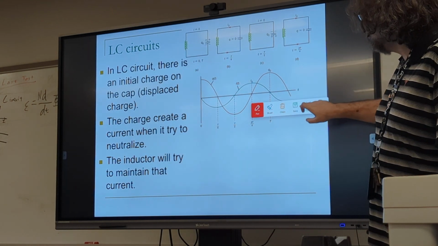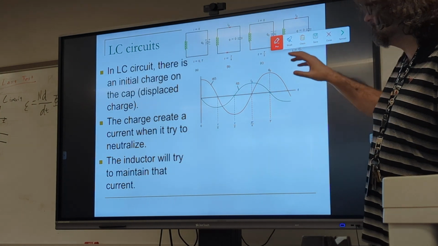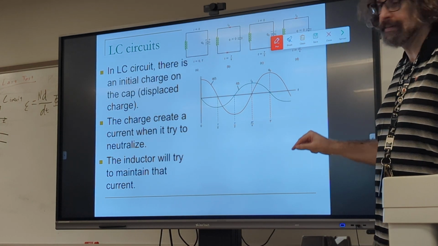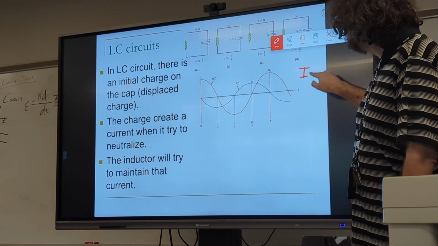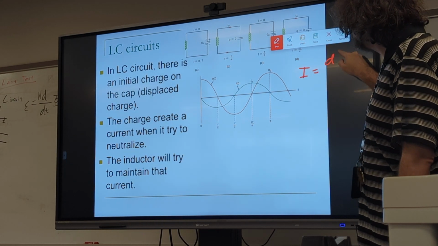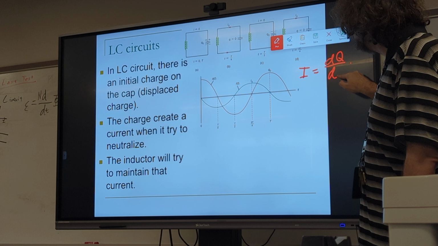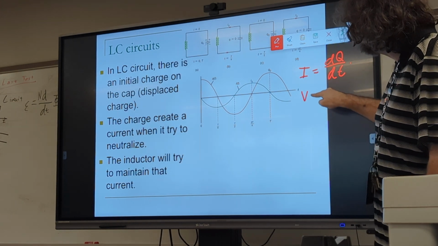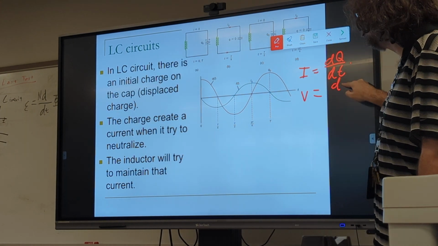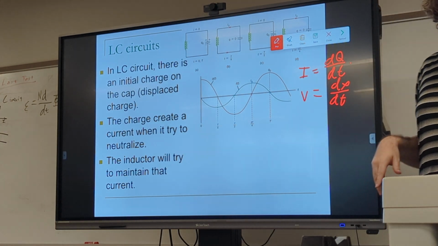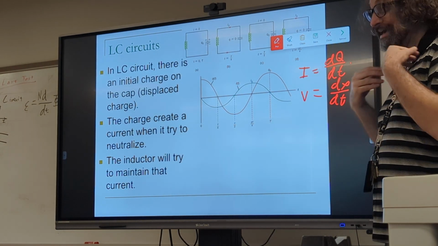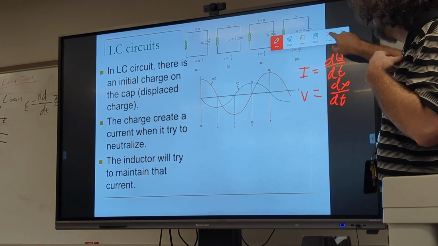What's great about this is, how are current and charge related? So I equals dq/dt, the same way that velocity is dx/dt. That's convenient. It's the derivative of charge.